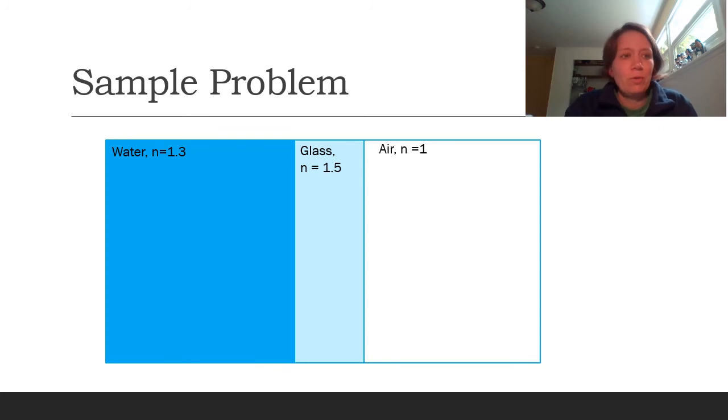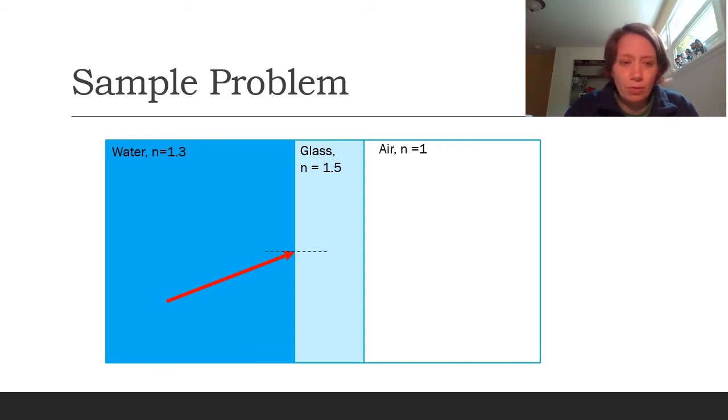Okay, so the first thing I would do is draw this problem out. I've got the water inside the aquarium with an index of refraction of 1.3, glass with an index of refraction of 1.5, and air with an index of refraction of 1. I also like to just think about what those things mean. The smaller the index of refraction, the faster the light is actually going. So we're starting in the medium-speed material, going into the slowest material, which is the glass, and then into the fastest material after that.